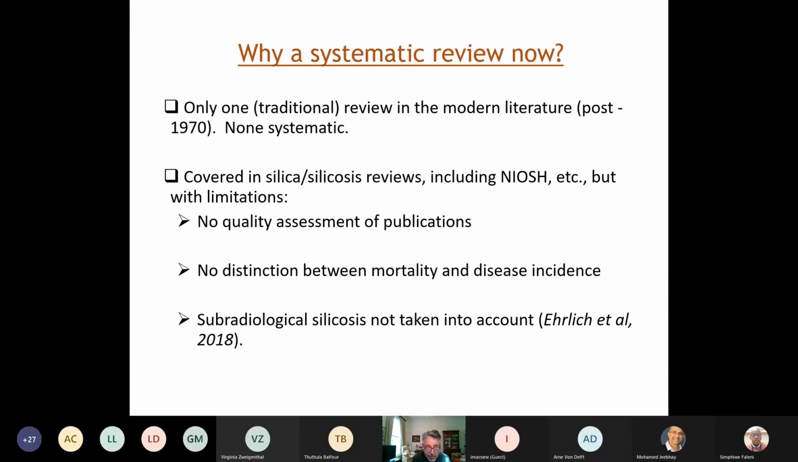I'll give the reference at the end of this section, and that a large proportion of the disease silicosis is not apparent on the chest X-ray. And this has profound implications for an understanding of the relationship between silica dust, silicosis, and tuberculosis. I'll come back to that.